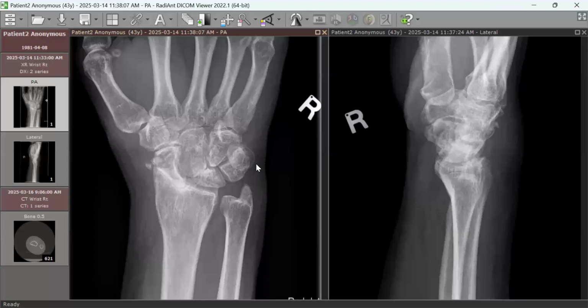No worries. So there are lines called Gilula lines. One outlines the proximal border of the proximal row of the carpal bones, the second line goes along the convex border of the proximal row, and the third one is at the posterior aspect of the hamate and capitate. So these lines should be parallel and regular. Do you see any kind of disruption here?